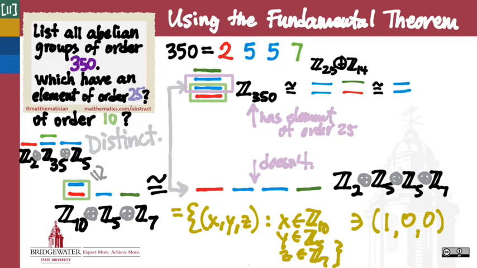Two blues and then the red by itself and the green. Red by itself, green by itself. Yes. And there's a presentation with 3 cyclic factors, 25 and 2 and 7. All of those are isomorphic one to another.